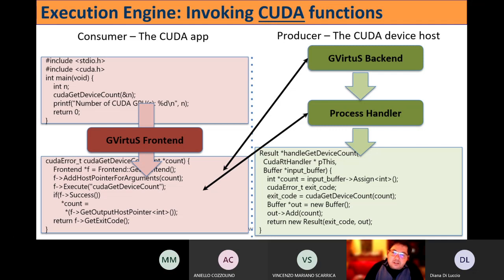The function handle CUDA get device count. We get back the input buffer, basically where the pointer has to be set. We execute the real CUDA get device count. Then finally we prepare a buffer to send back the result to the guest machine.